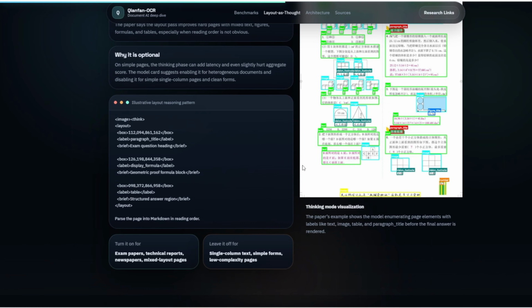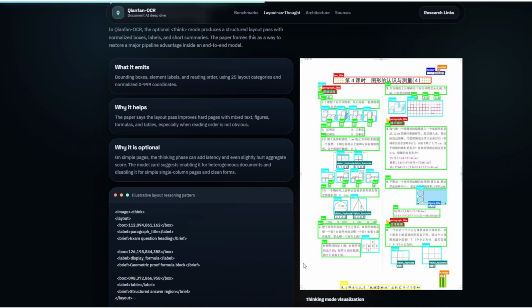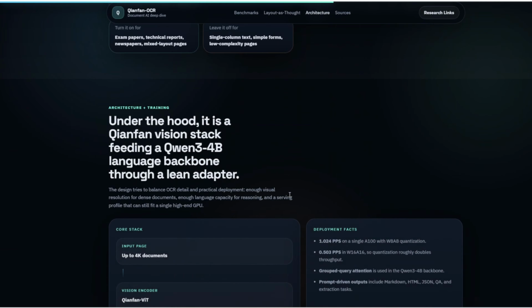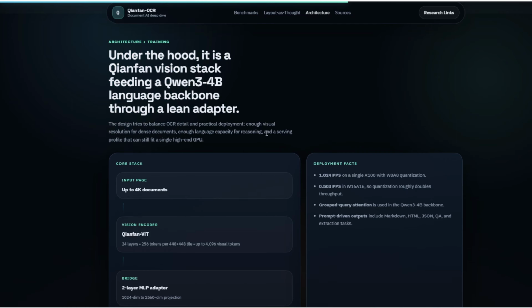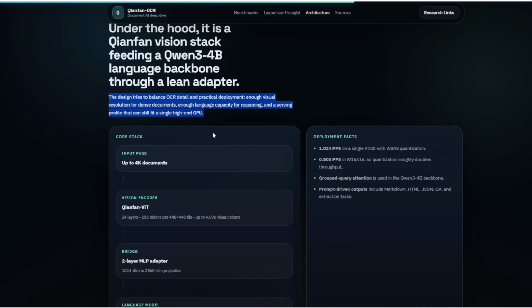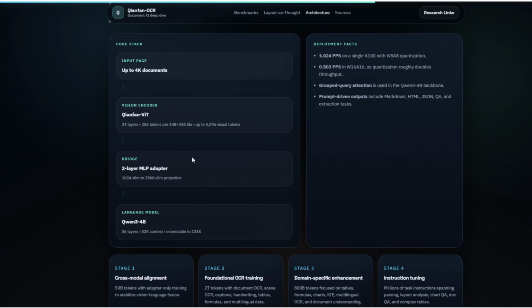Under the hood, it is utilizing a Qwen3 4 billion parameter language backbone fed by a highly specialized vision stack. This is enterprise-grade document parsing, available right now. Now, what I love most about this release is the honesty. Right here in their reality check section, they admit that this isn't some magical universal superbrain. It is a highly specialized tool. It is built for production and it has real serving weight. It is designed to do one thing flawlessly: extract and understand complex documents.